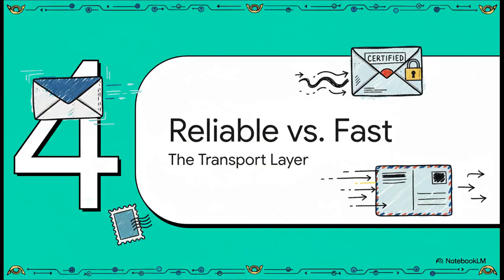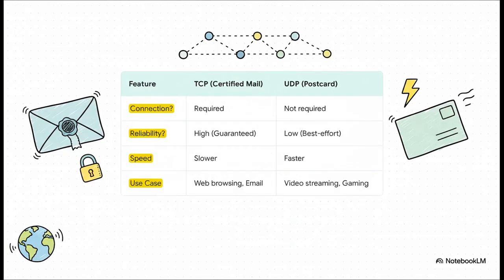Okay, so our packet is addressed correctly, but now we have a choice to make. What kind of delivery service do we need? Do we need something super reliable and guaranteed, or something fast and efficient? That choice gets made at the next level up, the transport layer. And here, we've got 2 main options.